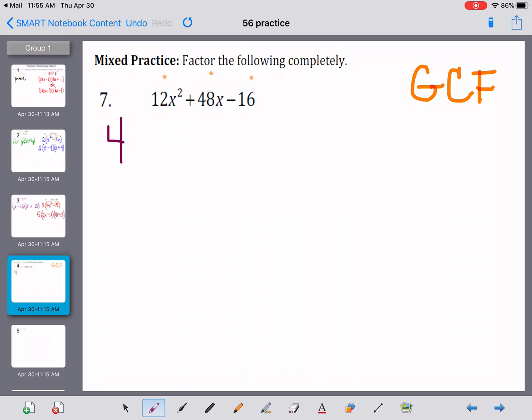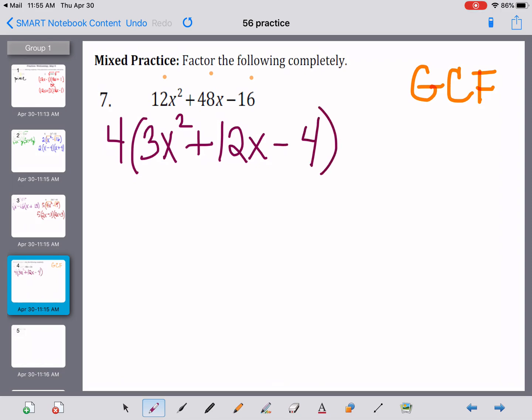And when we factor out a 4, we're taking 12x squared divided by 4. 12 divided by 4 is 3, x squared. 48 divided by 4 is 12x. By the way, if you struggle with dividing, use your calculator. If you don't have a calculator at home right now, use Desmos. But in Algebra 2, you're going to have to use a calculator. And finally, negative 16 divided by 4 is negative 4. And that's all we can do to factor on that particular problem at this time.